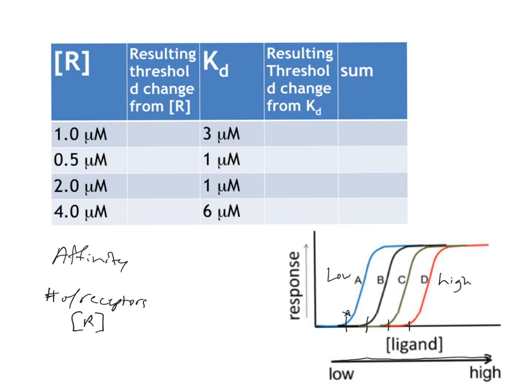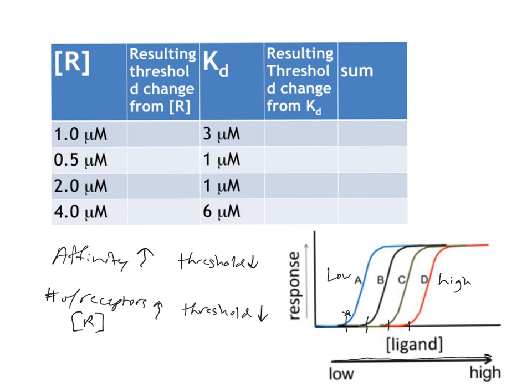And we know that as the affinity goes up, that means there is tighter binding. If there's tighter binding, it's more likely that the ligand is going to bind to the receptor. So as affinity goes up, threshold goes down. You don't need as much to get good binding to the receptor if the affinity is high. And if you have more receptors, there's also more of a chance for some ligand to bind, and so more receptors also causes the threshold to go down.